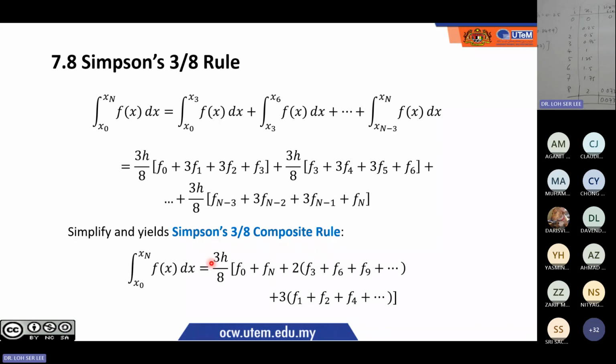Okay, now if you look at the formula, this is 3h over 8. This is sum of the head and tail. Okay, now look at this. What are the difference between these two? How to differentiate between these two groups?